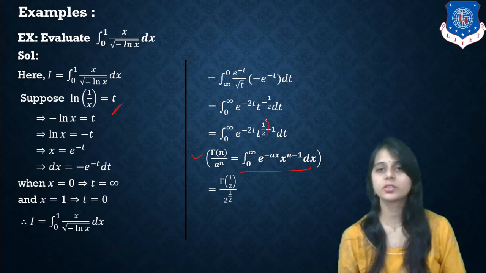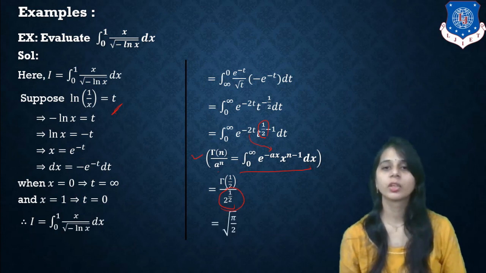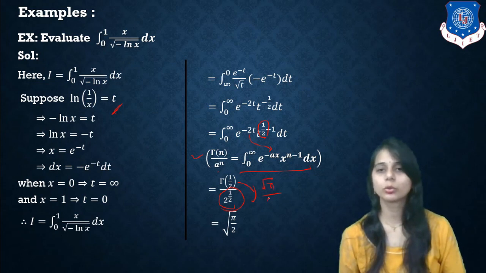What is our n? n is 1 by 2. So it is gamma 1 by 2 over a raised to n. What is a? a is the coefficient in the power of e raised to at. So a equal to 2. So it is 2 raised to 1 by 2. So what is gamma 1 by 2? Gamma 1 by 2 is under root pi upon under root 2. So the answer is under root pi by 2.